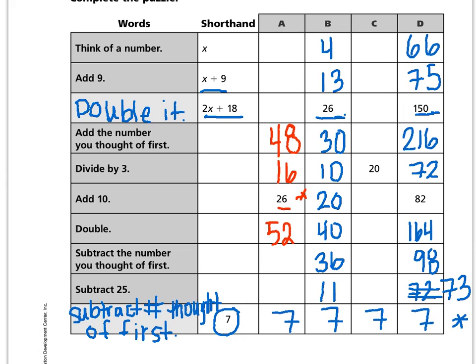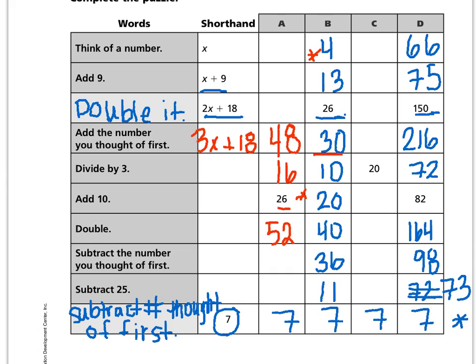I then subtract the number that I thought of first, but I'm not quite sure how to move forward because I haven't yet filled in all of my shorthand. So let's go back and try to fill in the shorthand as best as possible. I know that in order to get 30, I had to take 3 times x, which would be the number up at the top, letter B, and then I'm going to add 18 to that, which would be 12 plus 18 equals 30. So that's 3x plus 18.